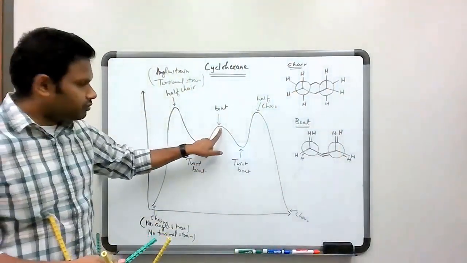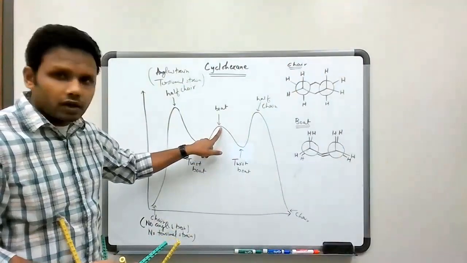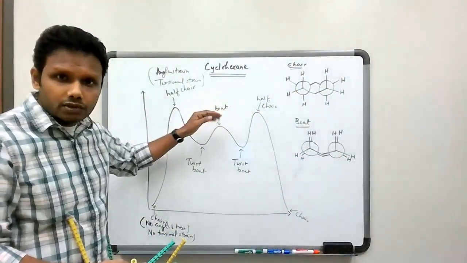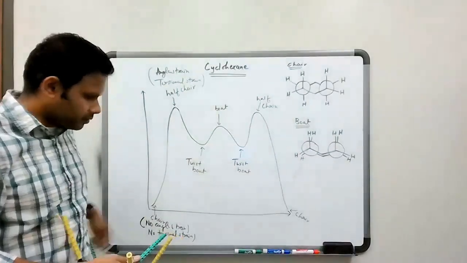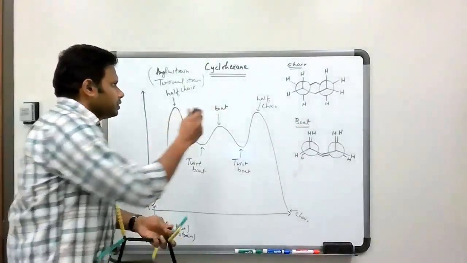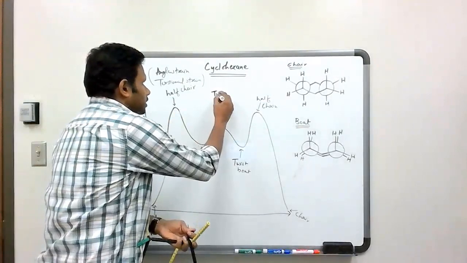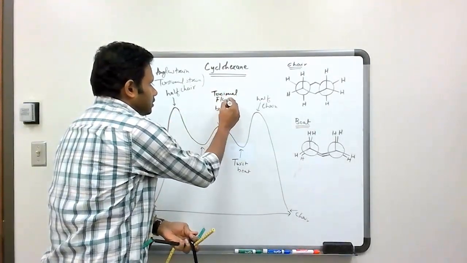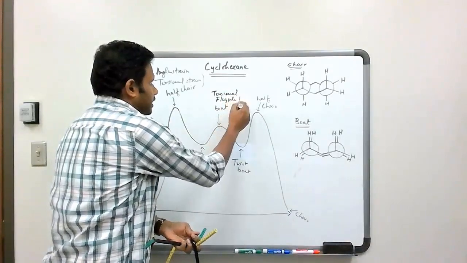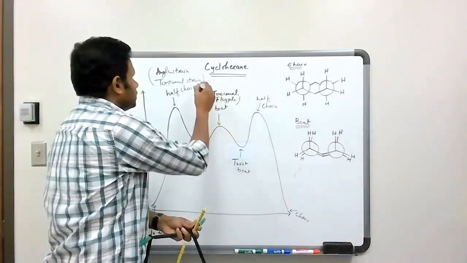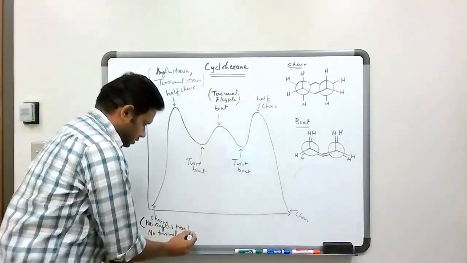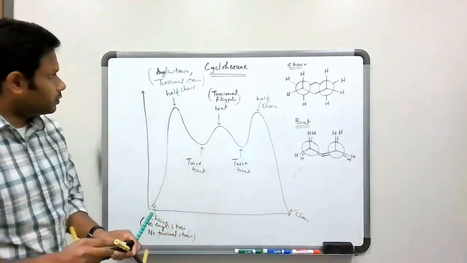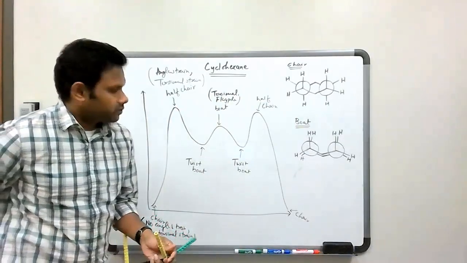Notice how, for the boat conformation, there is no angle strain, but there's torsional strain and there are flagpole-flagpole interactions. The half chair has angle strain and torsional strain, the chair has neither, and the boat has flagpole interactions.